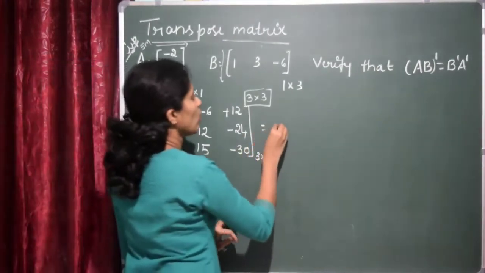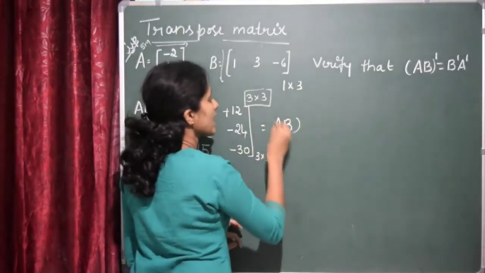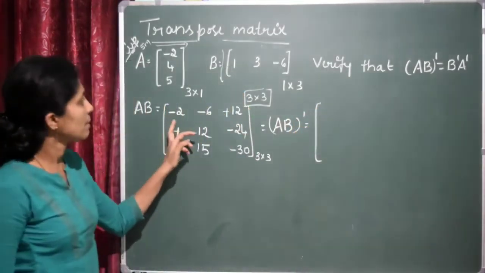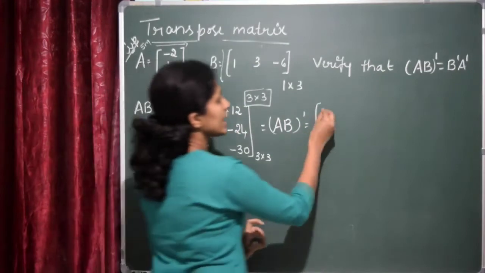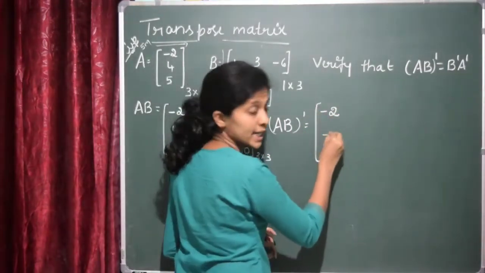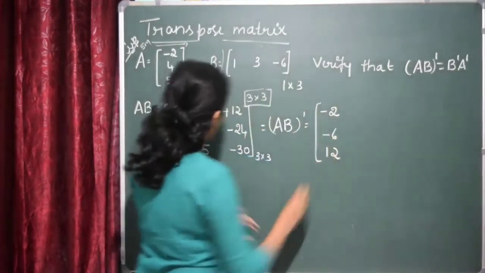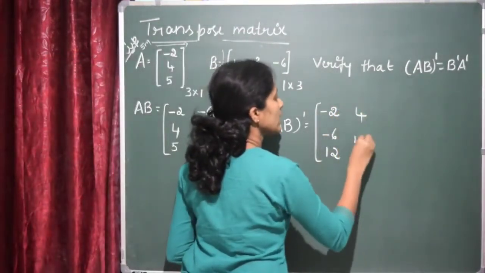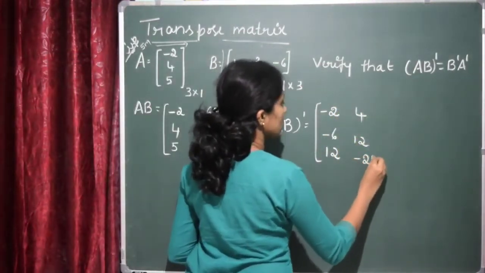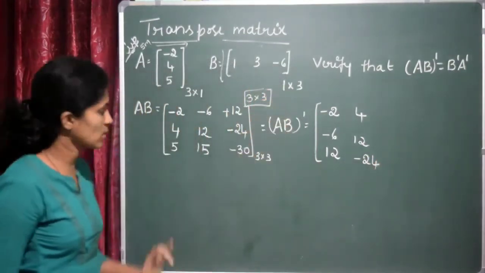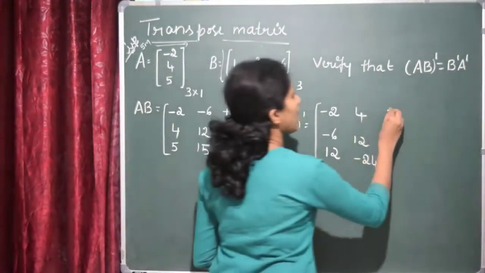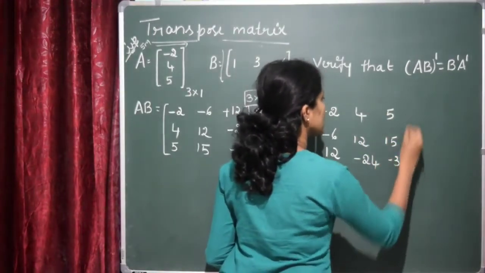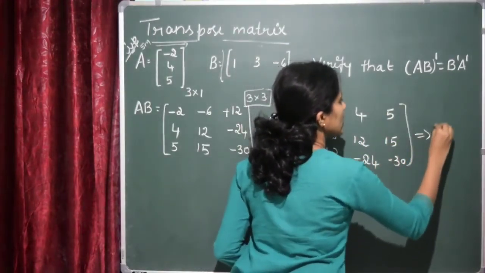Now what is AB whole dash? AB whole dash will be, you have to interchange the rows and columns. Minus 2, minus 6, 12 is there. Here it will be minus 2, minus 6 and 12. And this is now 4, 12 and minus 24. Is it clear? Row you have to write as column. So the last one will be 5, 15 and minus 30. This is the left hand side. We got the left hand side.